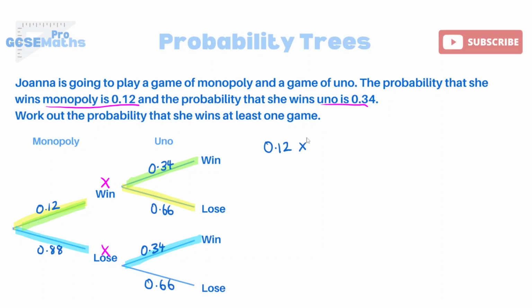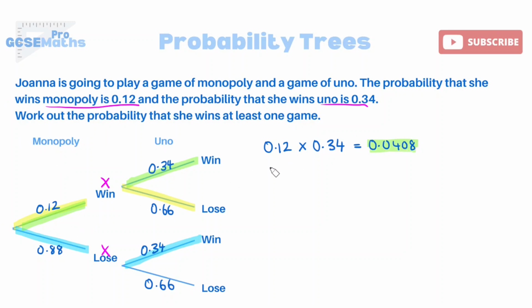Multiplied by also winning Uno is 0.34. So we'll work that out. And I would just write down all the decimals. I wouldn't round anything because we're not done yet. So 0.0408, that's the probability of her winning both games.